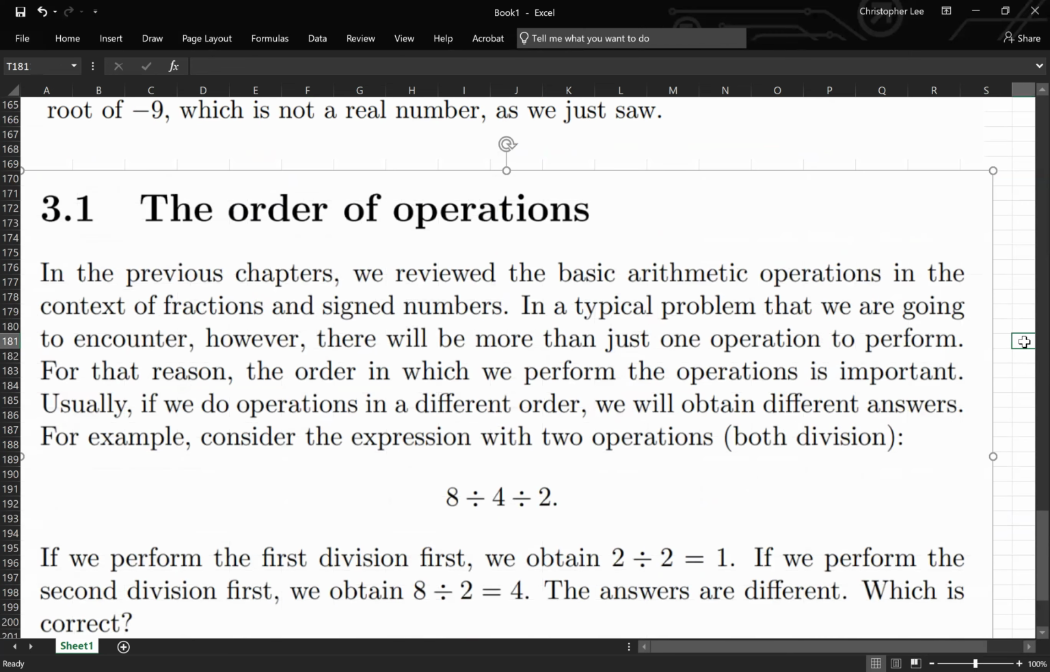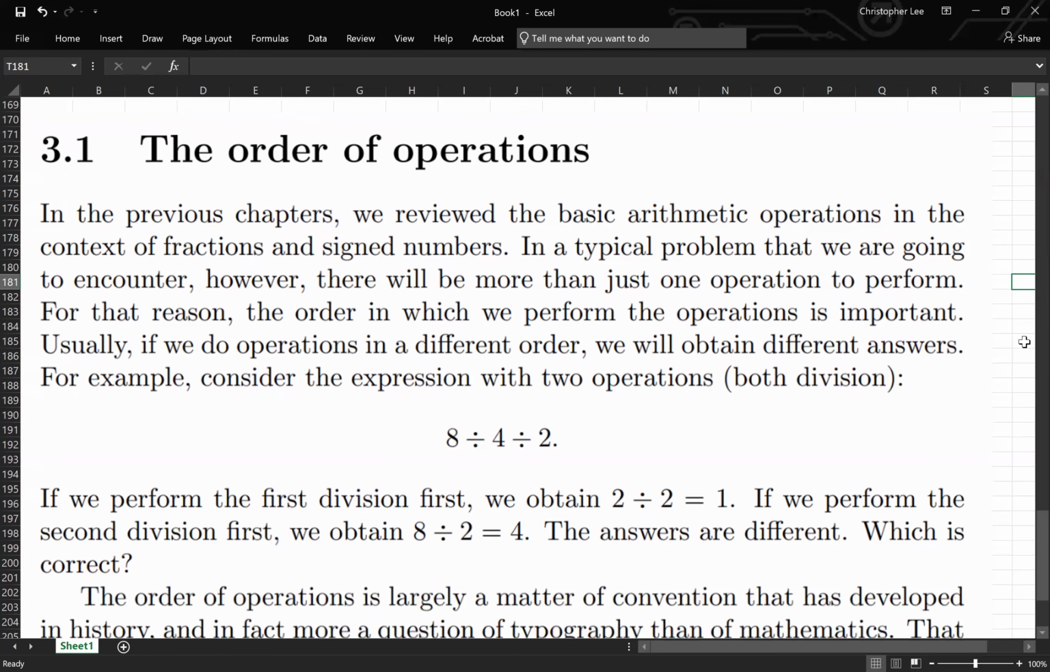So let's put everything together. This is called the order of operations. In the previous chapters, we reviewed the basic arithmetic operations in the context of fractions and signed numbers. In a typical problem that we are going to encounter, however, there will be more than just one operation to perform. For that reason, the order in which we perform the operations is important. Usually, if we do operations in a different order, we will obtain different answers. So, for example, consider the expression with two operations, both division: 8 divided by 4 divided by 2.